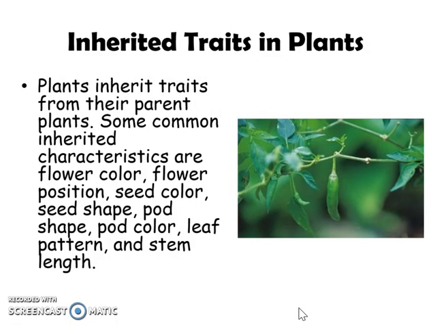So, we know humans and animals can inherit traits, but plants inherit traits from their parent plants too. Some common inherited characteristics are flower color, flower position, seed color, seed shape, pod color, leaf pattern, and stem length. So pretty much everything that reproduces is going to inherit traits from the parent.